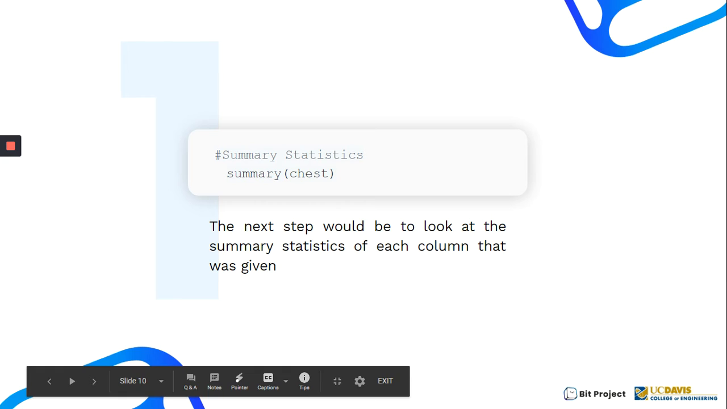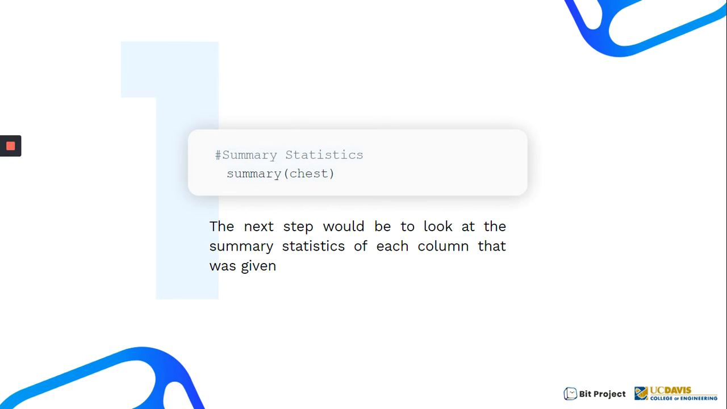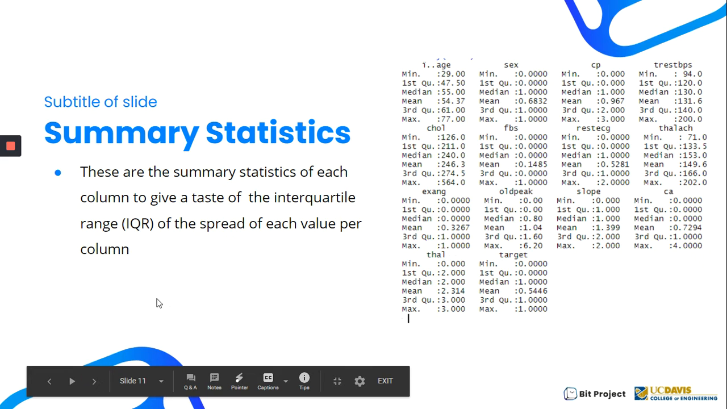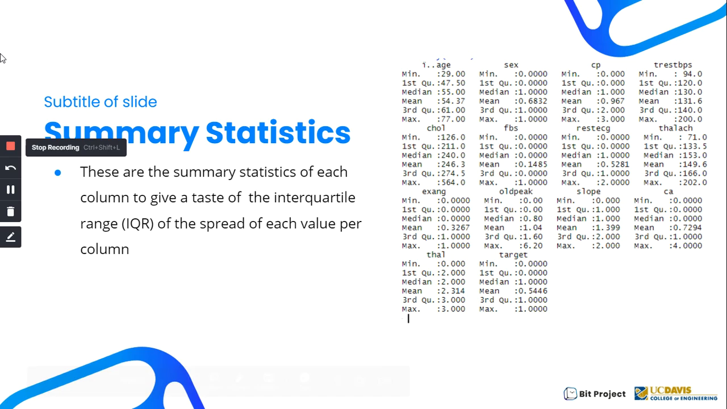The next step is to look at the summary statistics, to look at the spread of the distribution of each patient per column. As you can see here, these are the quartile ranges that represent each column, from the lowest to the highest. So even looking at the average to make sure where many of the patients are in these values.